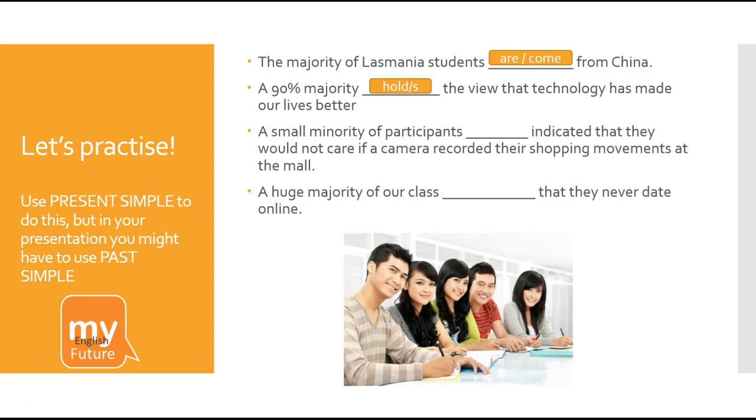A small minority of participants has indicated. This one is singular because you probably are reading some research, but you don't know which participants. So a small minority, it's unspecified. But in the last one, a huge majority of our class, the speaker or the writer knows which group of students. So a huge majority of our class have stated that they never date online.